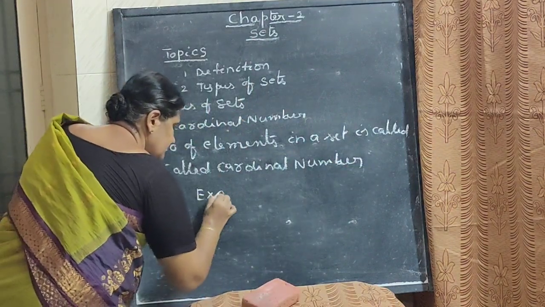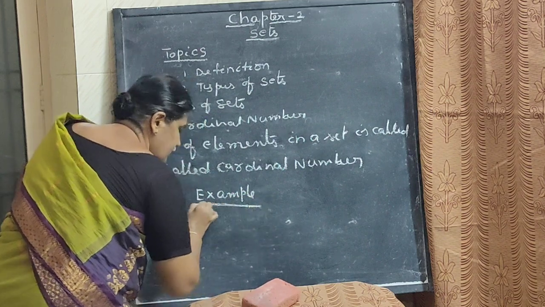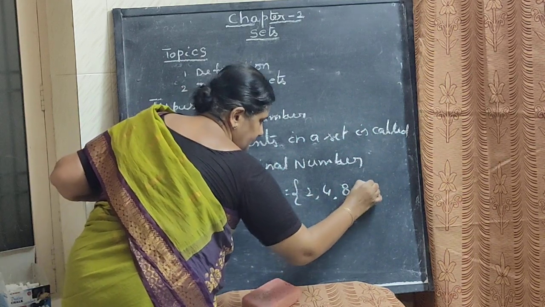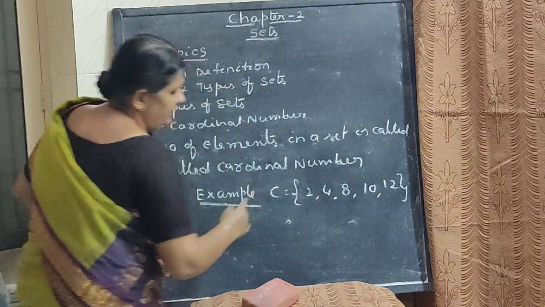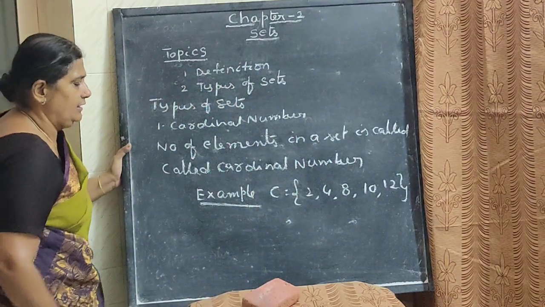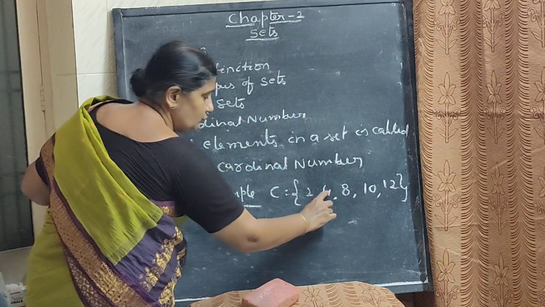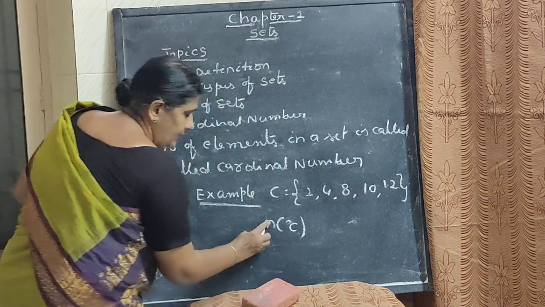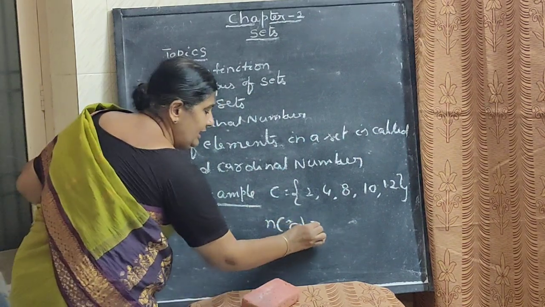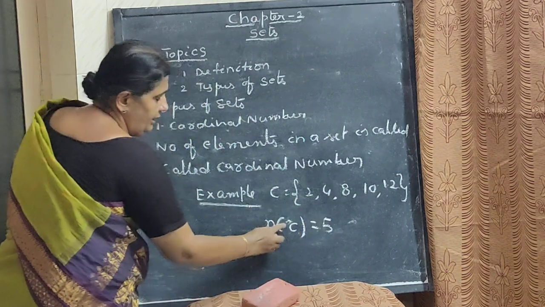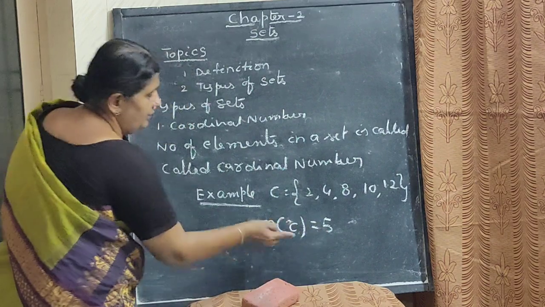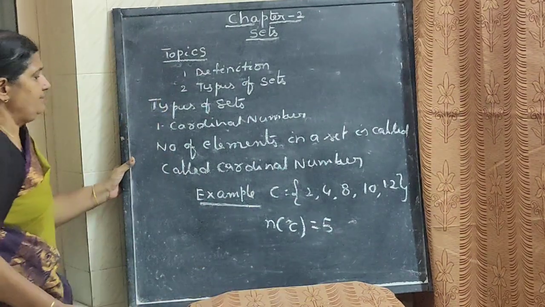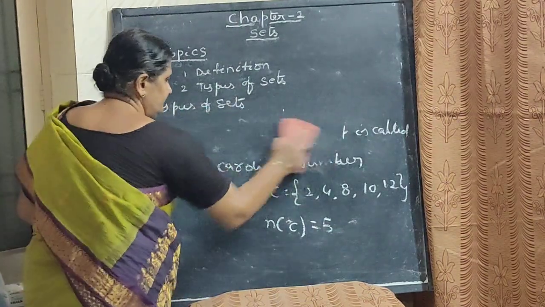Example. C is equal to the set 2, 4, 8, 10, 12. How many elements are there? You must count. 1, 2, 3, 4, 5. n of C, how to read this? The number of elements in a set C. How many are there? 5. So the cardinal number of C is equal to 5. So the number of elements in a set is called the cardinal number. Note down this one.